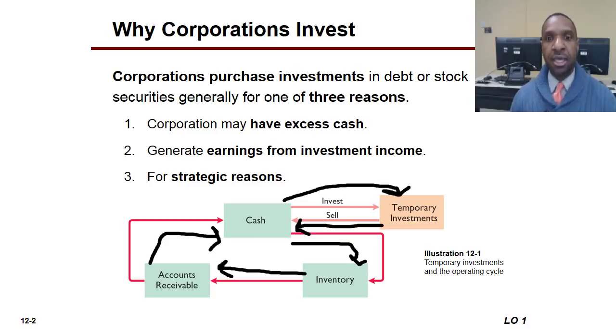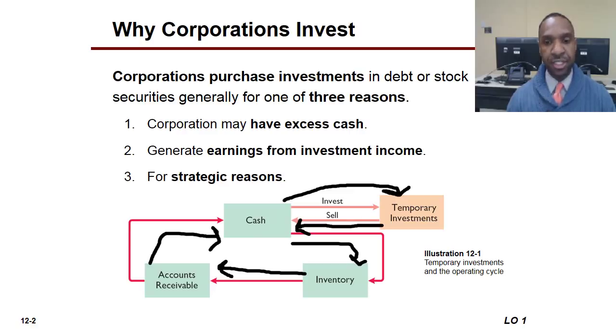There's excess cash. The second is to generate earnings from investment income. I think you have to be careful with this, because a corporation may be in business for one thing, and it's not necessarily in an investment business. But definitely you'd want to generate some type of earnings from this excess cash, from this money that's being invested in debt, or equity or stocks. But that's not necessarily the operations of the business. And then the third is for strategic reasons, for a purpose, for a plan, right?